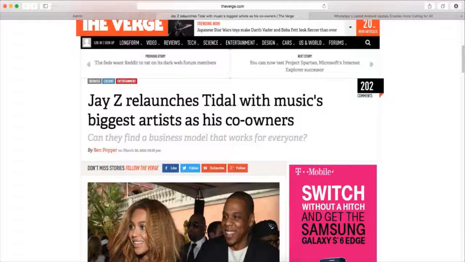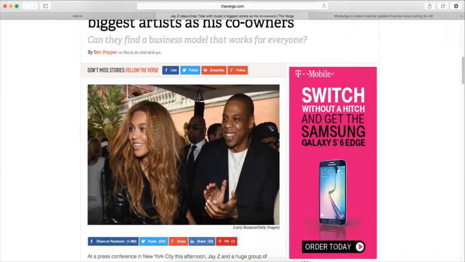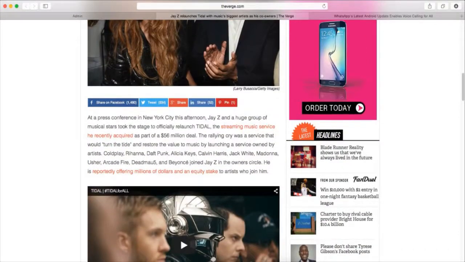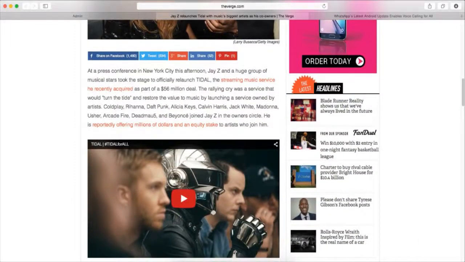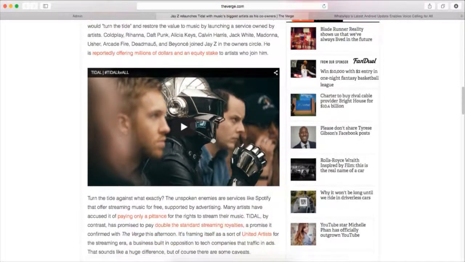Speaking of legal channels, Jay-Z has relaunched Tidal, which is this online streaming service that he acquired, with music's biggest artists as his co-owners. So what that means is people like Coldplay, Rihanna, Daft Punk, Alicia Keys, Calvin Harris, Jack White, Madonna, Usher, Arcade Fire, Deadmau5 is in there. And Beyonce, Bey, as I call her, are owners. And he apparently offered millions of dollars in an equity stake to artists who would join him in this.